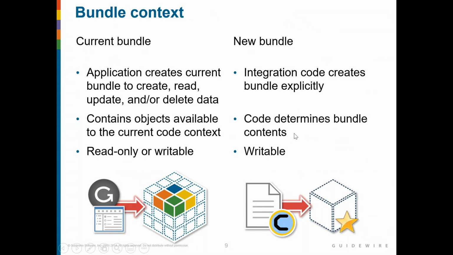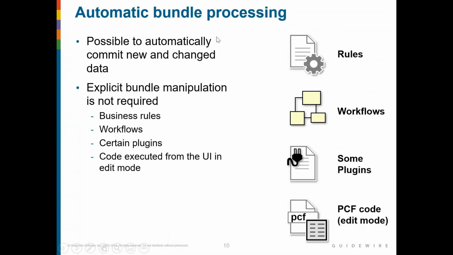So here you can say automatic bundle processing makes it possible to automatically commit new and changed data. Explicit bundle manipulation applies to business rules, workflow, certain plugins, code executed from the UI. They are generally in the business rules, validation rules, transaction rules, where we'll use bundles, workflows we will use bundles, some plugins, PCF code which are in edit mode. Some PCF we want to commit some data, store in our database. There we will use the plugin to commit.